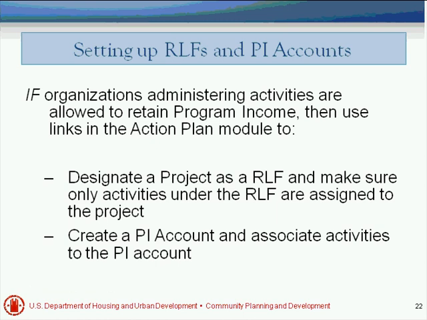So in terms of setting them up, again, on revolving loan fund, it's going to be on the project screen. On program income account, it's the program income screen. Both of these are going to be in the action plan module. So you'll see links now on the left-hand side if you're a grantee for creating these, same as always, creating a project and editing it. Then on the program income account, it'll be a new link that you'll see.